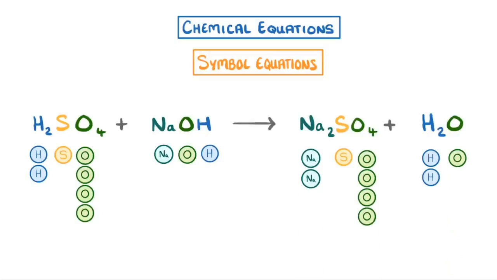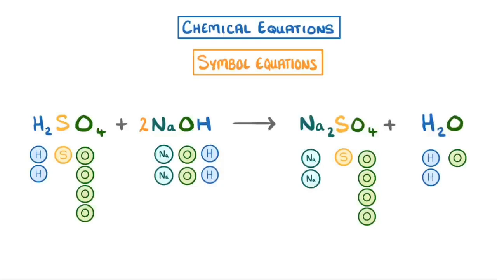Although it's up to you, I recommend balancing the least common elements first, which in this case would be sulfur and sodium. As sulfur is already balanced, with 1 on either side, I'd look at sodium, where we can see that we need 1 more on the left. So to fix this, I'd put a 2 in front of the sodium hydroxide, giving us 2 sodiums.